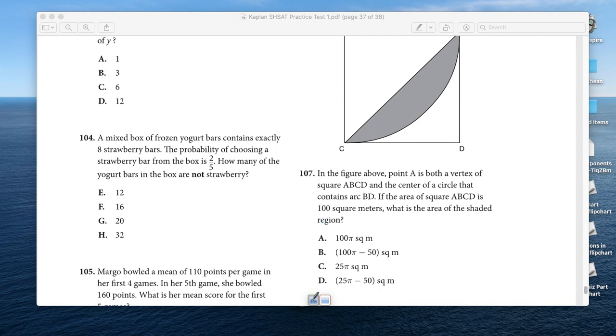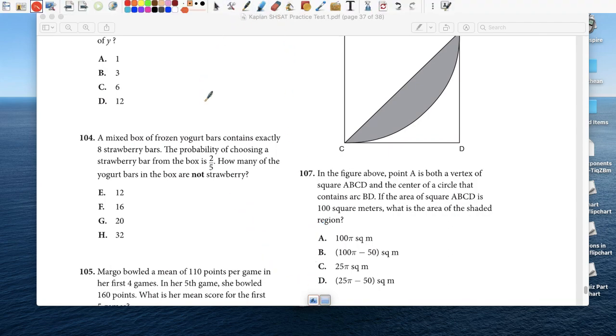104, we have a mix of fruit and yogurt bars, exactly 8 strawberry. The probability of choosing a strawberry from the box is 2 over 5, okay? So the probability of getting a strawberry is 2 over 5. How many of the yogurt bars are not strawberries? So think about this for a second.